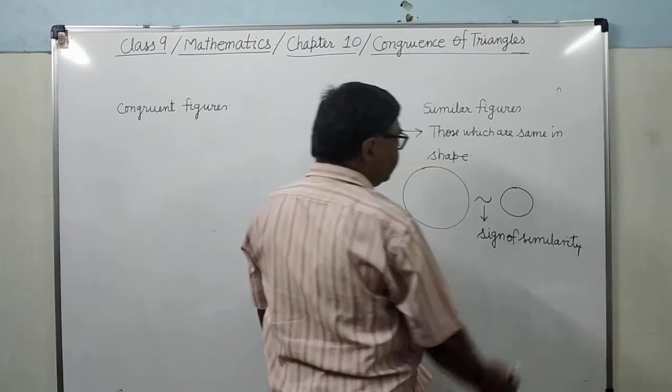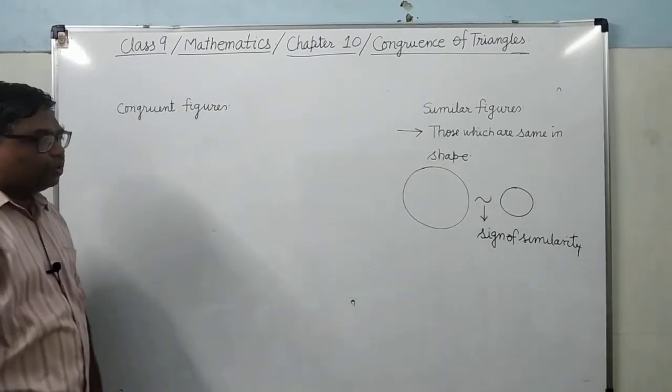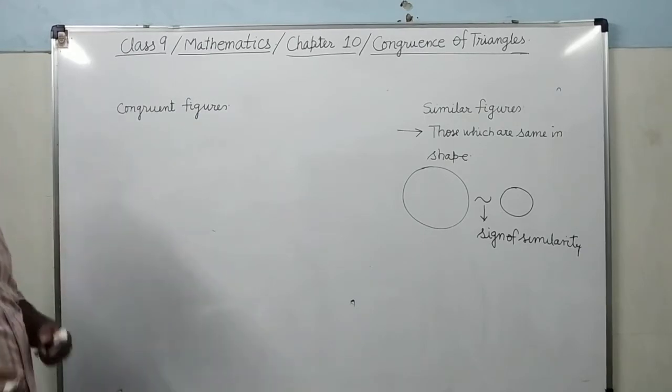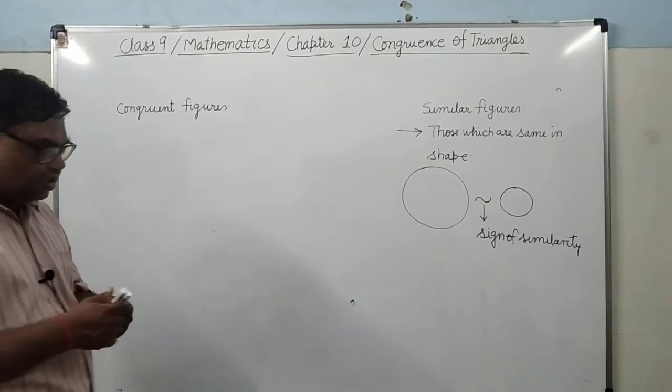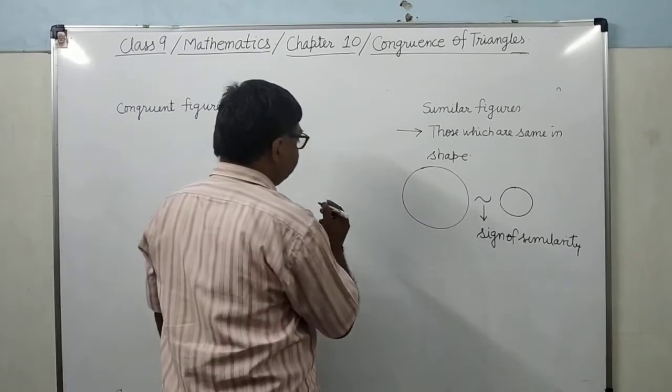Means you can see here, a bigger size football is similar to a smaller size football. Whether they are equal? No, they are not equal. And why are they not equal? Because their sizes are different. Though they are same in shape, the sizes are not same. It's clear?